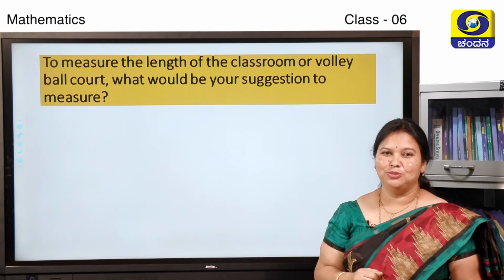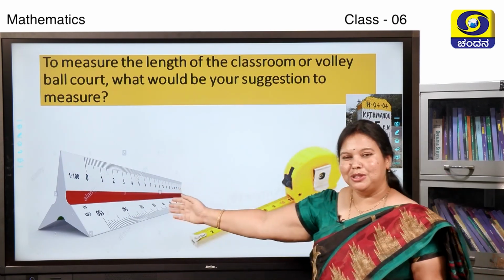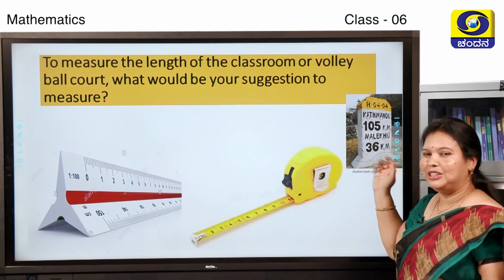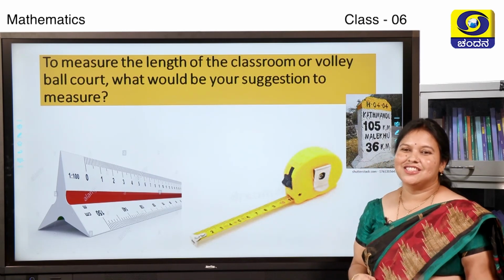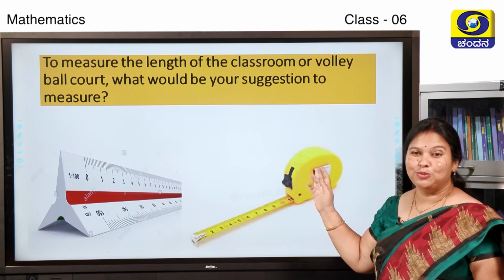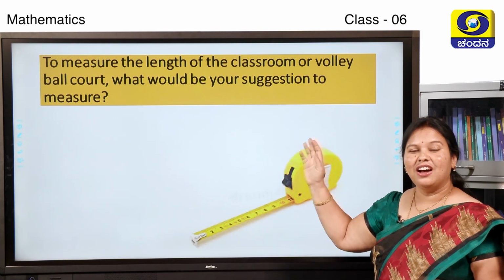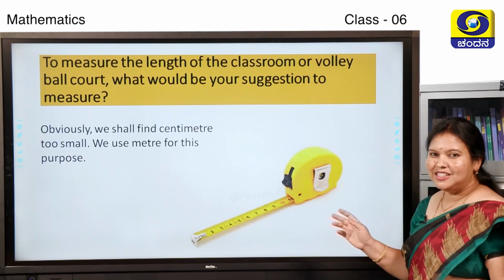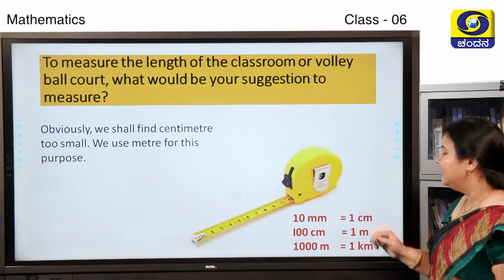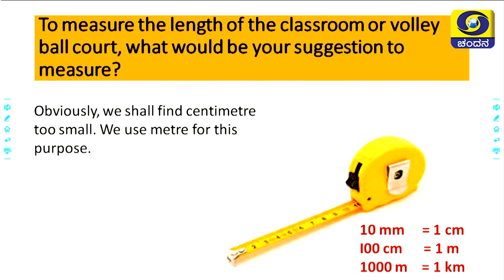In the same way, if you want to measure the length of the classroom or volleyball court, what would be your suggestion to measure? Here also, in the same manner, I am giving you a centimeter scale, a meter tape and a kilometer unit. Which one will you choose? Yes, correct. Kilometer is too big and centimeter is too small to measure the length of the classroom or volleyball court. Yes, definitely you will use the meter tape. By understanding the scale, we can conclude that 10 millimeter is equal to 1 centimeter, 100 centimeter is equal to 1 meter and 1000 meter is equal to 1 kilometer.